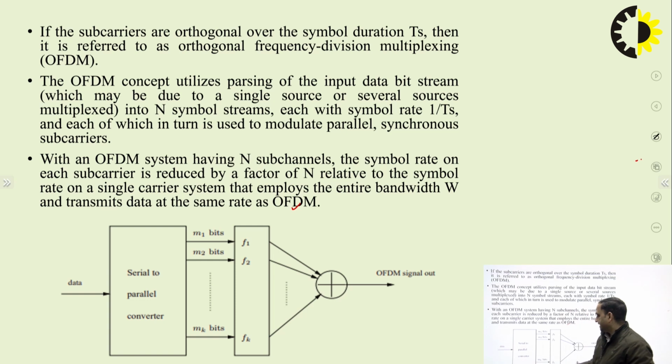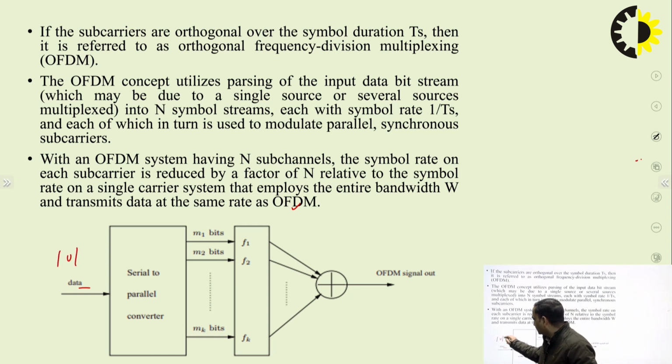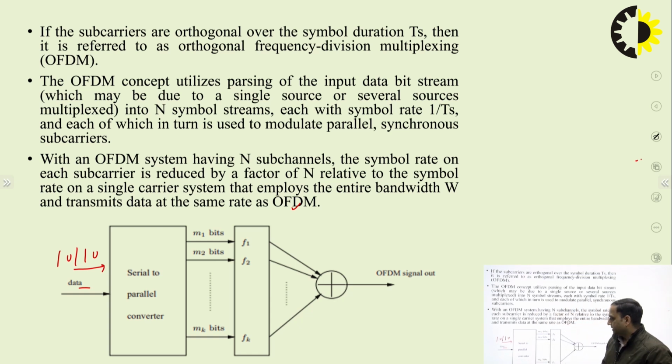A basic diagram of the multi-carrier modulation technique has this data. This is the data stream which we have to transmit. This data stream can be 0, 1, 1, 1 like that. First, we convert serial to parallel, which means the data stream coming from the transmitter side is transmitted in parallel, like this: M1 bit is the first channel, M2 bit is the second channel, and so on.